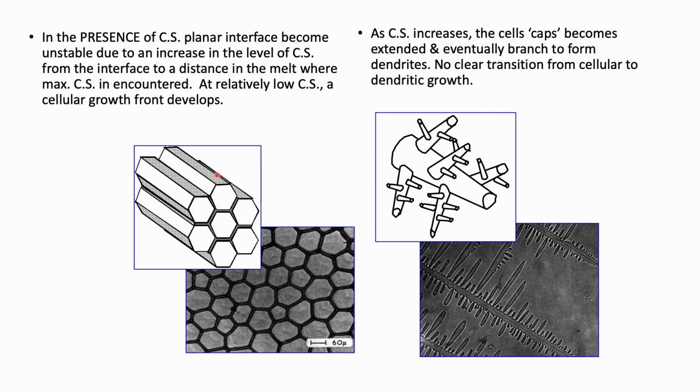When you have the contribution from constitutional supercooling, you will change the interface structure from a flat or planar surface to a cellular surface like this. If you have a huge contribution from constitutional supercooling, you will get this kind of branched structure for the grain shape. We call this the dendritic structure.